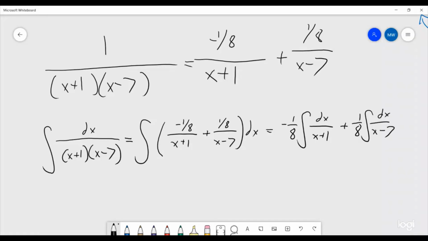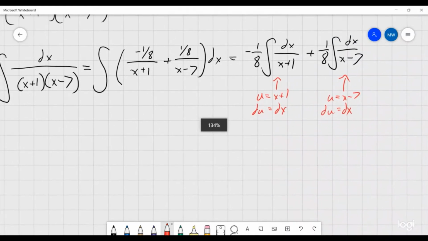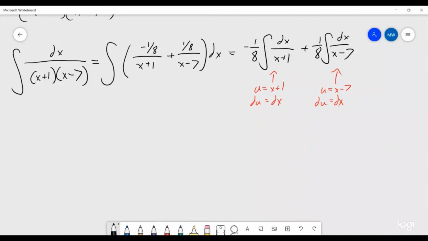Each of those we can integrate using a simple u substitution. For this one we would use u equals x plus 1, du equals dx, and for this one we would say u equals x minus 7, du equals dx. This integral will turn into negative 1/8 natural log of x plus 1 plus 1/8 natural log of x minus 7, and that is how we are able to integrate this, plus C.